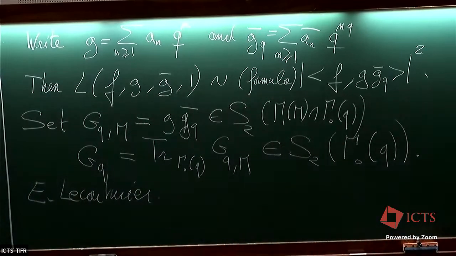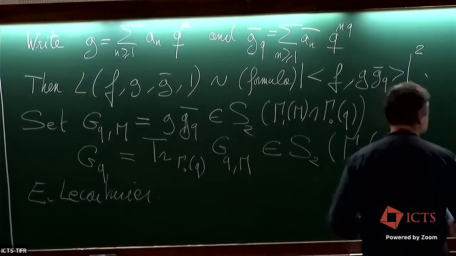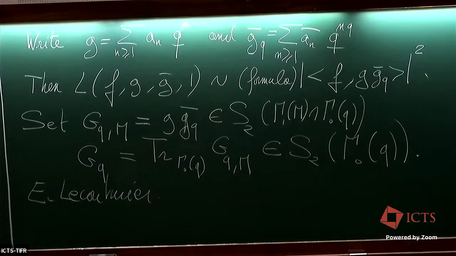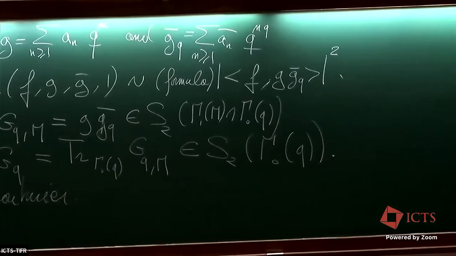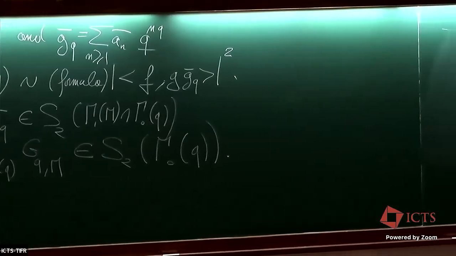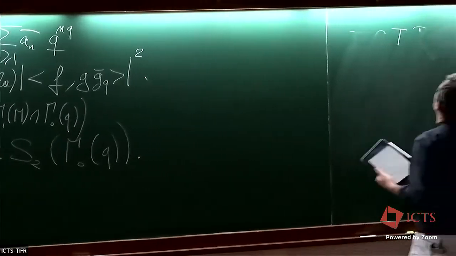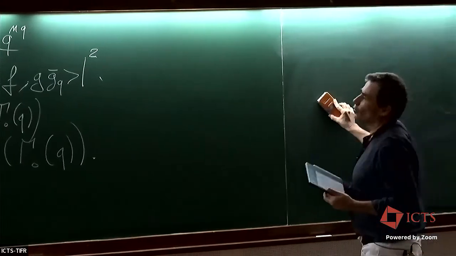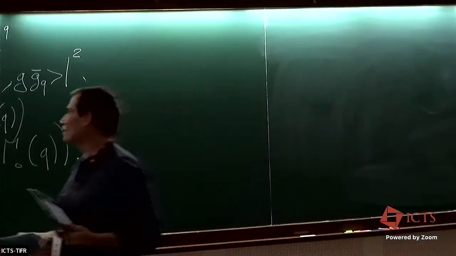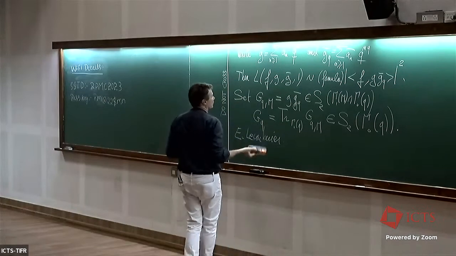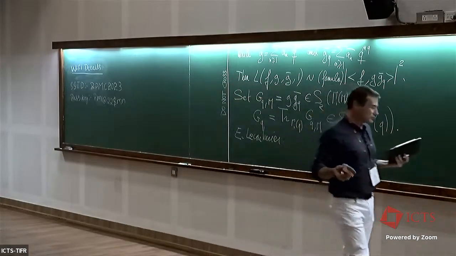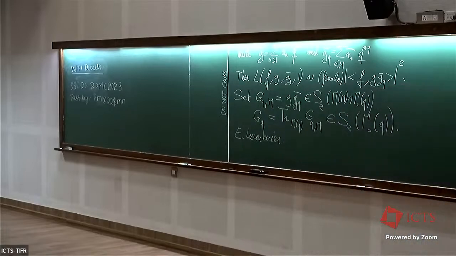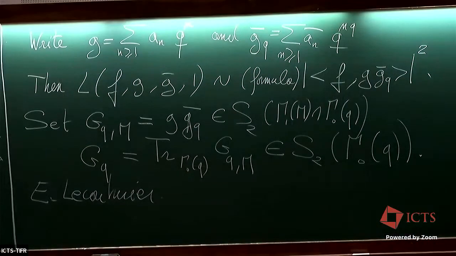I'm done with F now. Yes, all the theory of Mazur on the Eisenstein ideal was based on the existence of cusp forms which are congruent to the Eisenstein series. And we will see indeed Mazur's work appear in this talk.